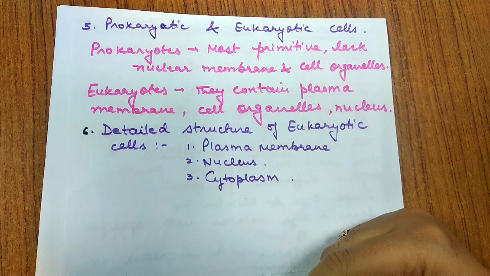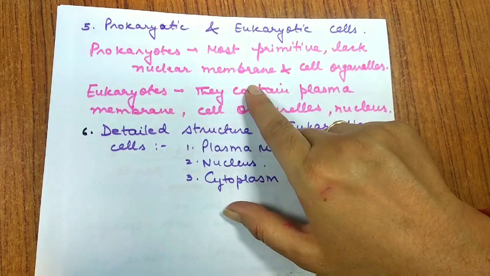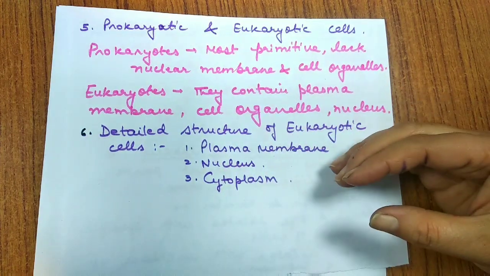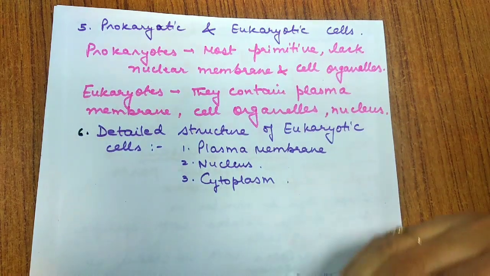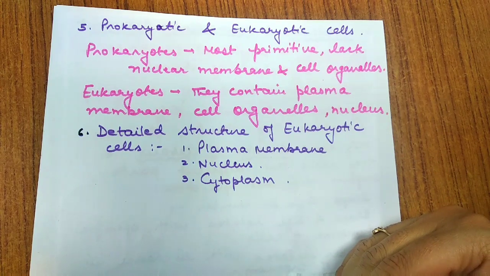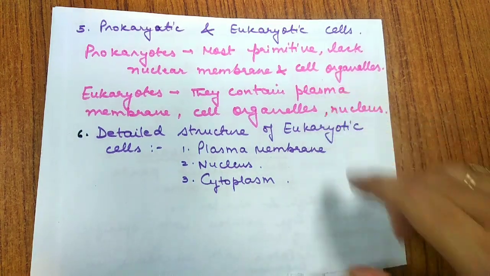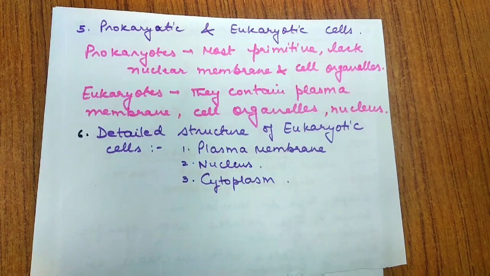Similarly, the genetic material is in direct contact with the cytoplasm and there is no nuclear membrane that bounds the nucleus and doesn't allow the cytoplasm in. So the nucleus is in direct contact with the cytoplasm. So prokaryotes do not contain any cell organelle or membrane bound organelle.